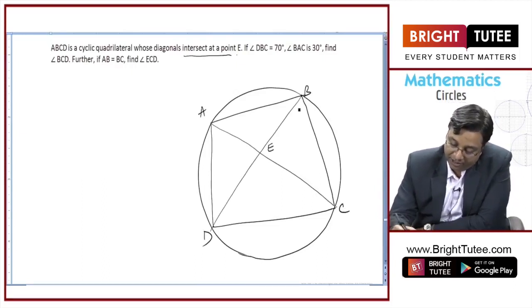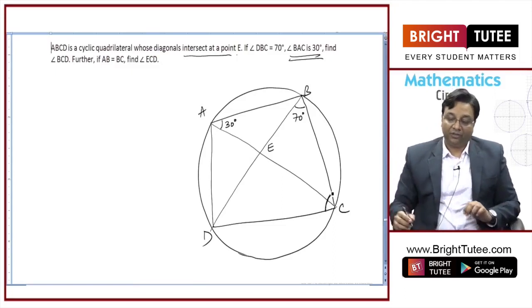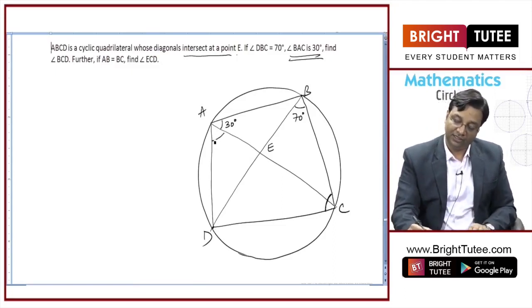Now angle DBC, that is this angle, it is 70 degrees. Angle BAC is 30, that is this angle, it is 30. Find angle BCD. So I am going to find this angle here. Okay, this is the first part of the question. So let me show you what will be this angle.